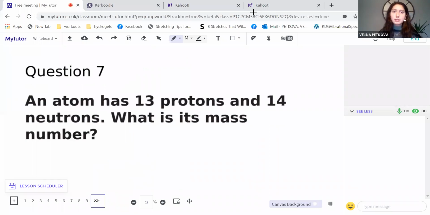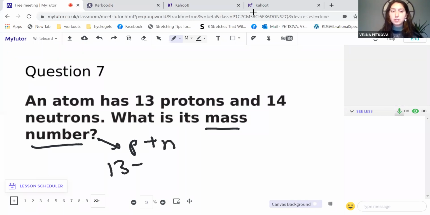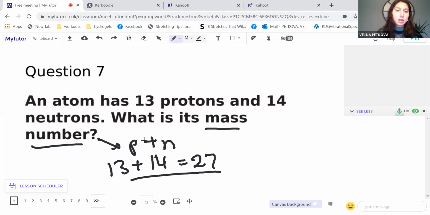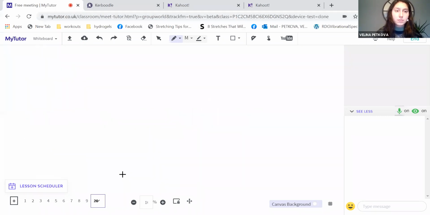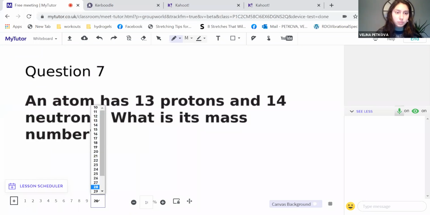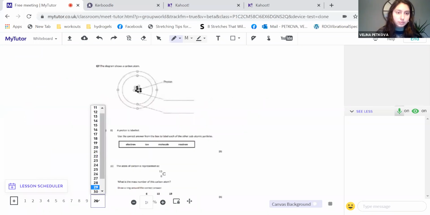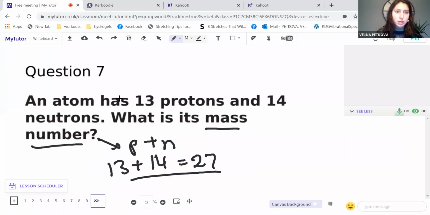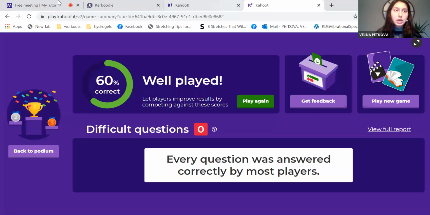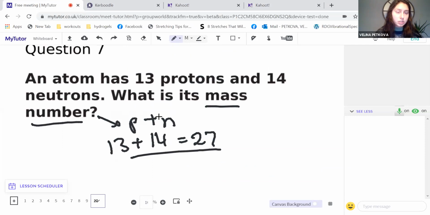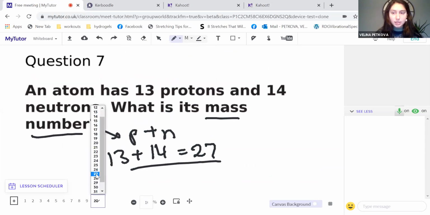Okay, so the atom has 13 protons and 14 neutrons. What was its mass number? So what was a mass number? That was the number of protons plus neutrons, which is 13 plus 14. So that's how we got 27 exactly. And lastly, which we didn't have enough time for, we had our last question, but the questions got a bit mixed up on this, so we'll start there next time.